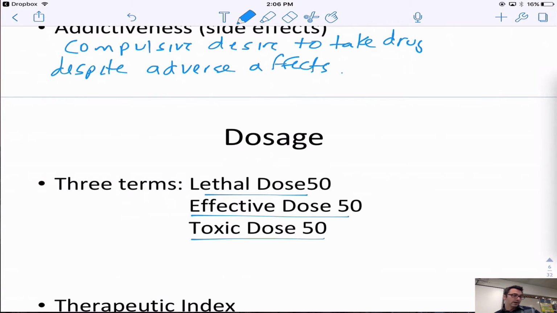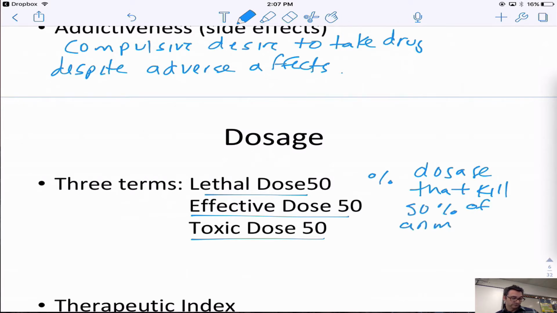And they're all talking about 50%. So the lethal dose is the dosage that will kill 50% of animals. Now, they don't do lethal dosage for humans, they'll do it on animals. They'll do toxic dose 50 in humans, which causes 50% toxicity in humans. And effective dose 50 gives you the desired effect in 50% of the population. Normally, dosage is in something like milligrams per kilogram of body weight.